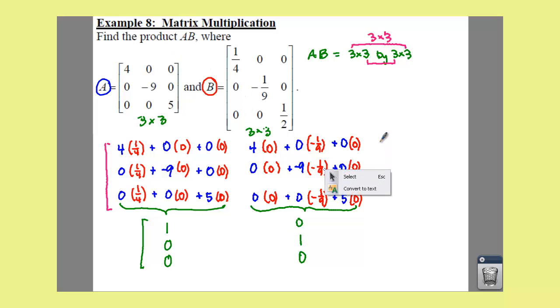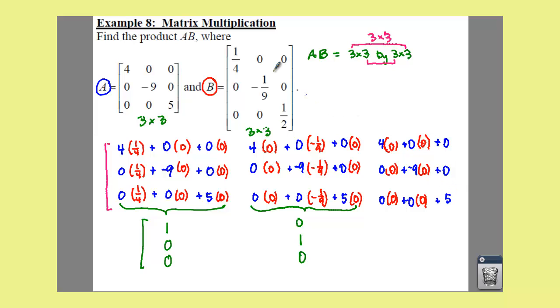Now finally, let's do our fourth one. So all your blue numbers are the same, 4, 0, 0. And what we have to do is multiply by our last row. So we're going to multiply all these by a 0. My pen's run out of ink again. Plus, we have 0, negative 9, plus 0. And all these are zeros. And then finally, we have our 0, 0, 5. And these all need to be multiplied by the 1/2.